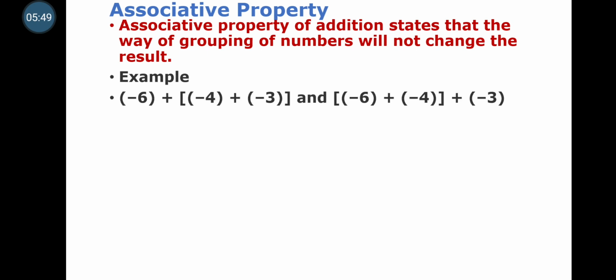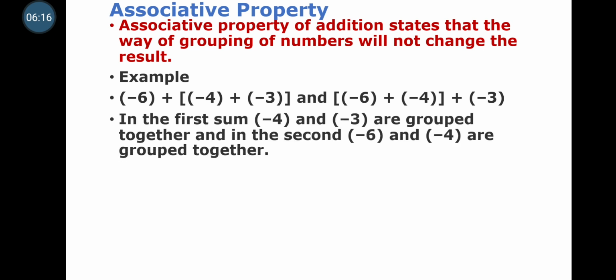Example, let us see. You can see the bracket here, the square bracket. First, on the LHS side, it is for minus 4 and minus 3. In the next, it is for minus 6 and minus 4. So whichever you solve first, it is not going to affect the result.